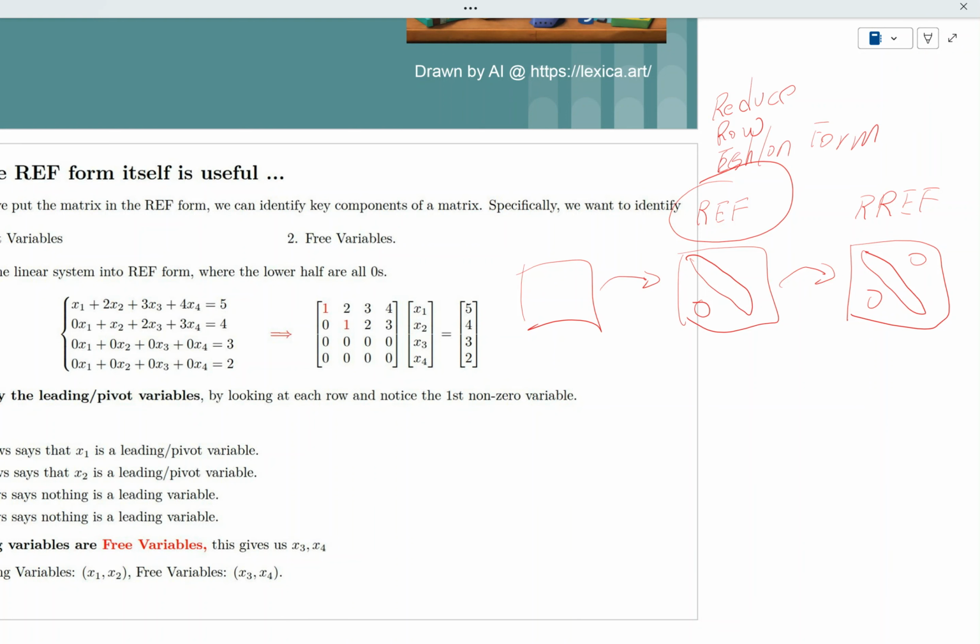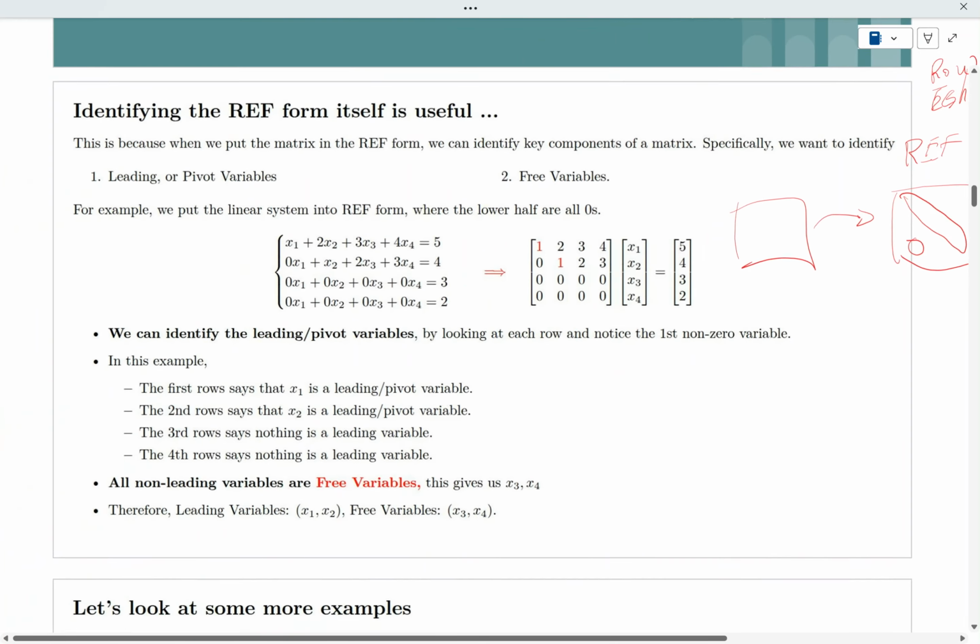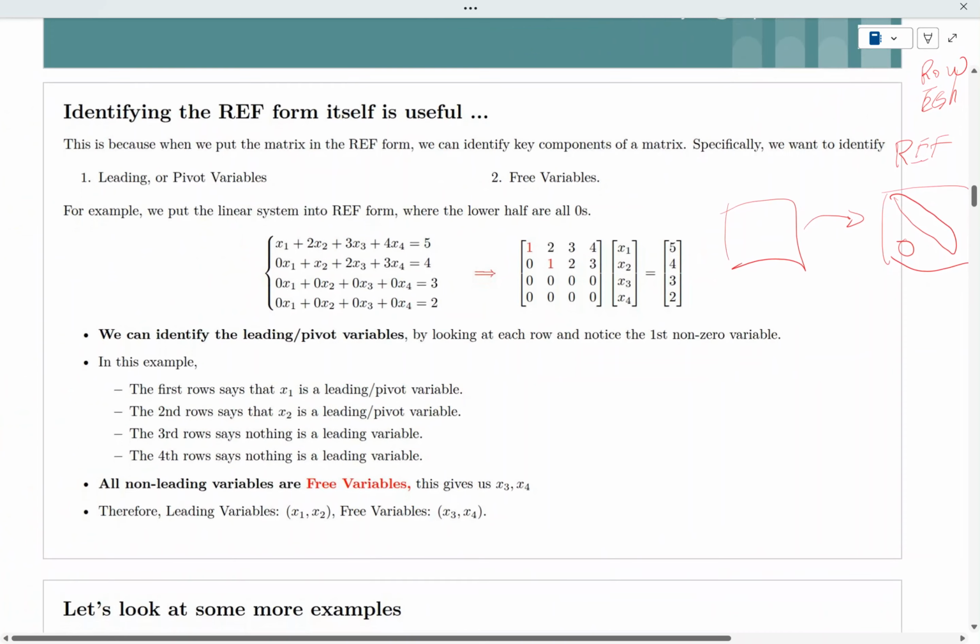Right? And this one is the reduced row echelon form, and this one is the row echelon form. Okay? Anyways, the point is, ideally, you want to reach a point where you've got zeros on both sides. But reaching REF is actually useful in some ways. For example, it allows us to identify if a variable, x1, x2, x3, x4, is either a leading variable or a free variable. Now, there are reasons why we want to identify leading or free variables.